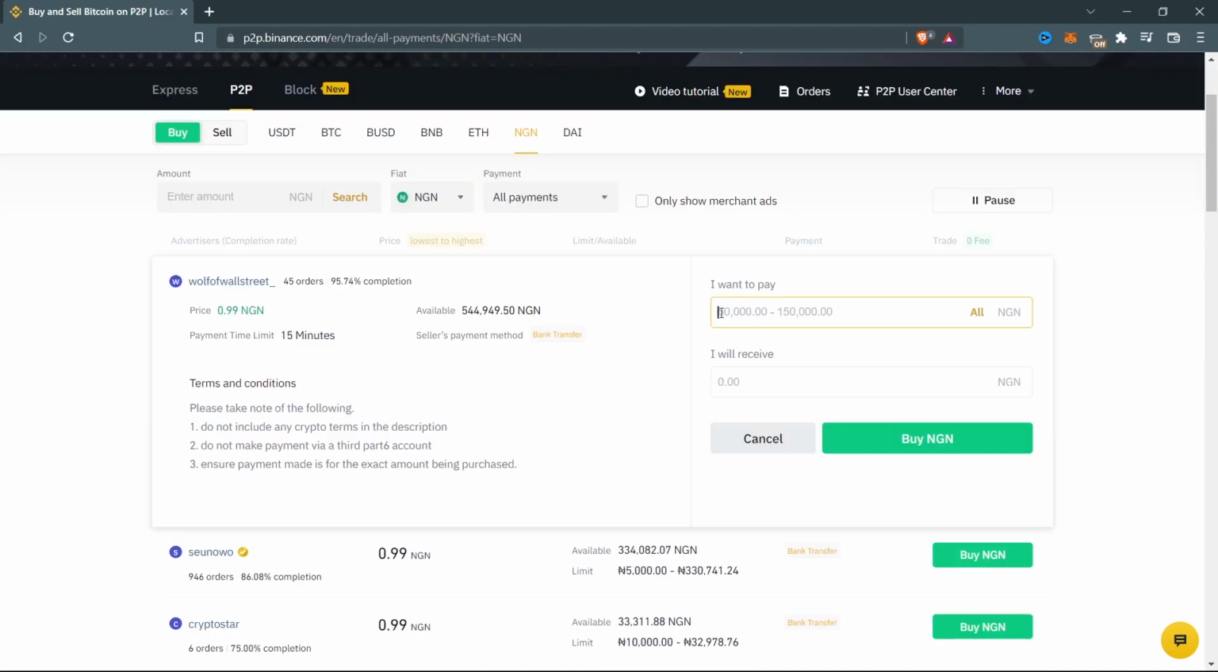So let's say I want to buy 100,000 worth of NGN. I'm just gonna go ahead and click right here, 100,000. So right here you can see that we will receive an extra 1,000 from this transaction.